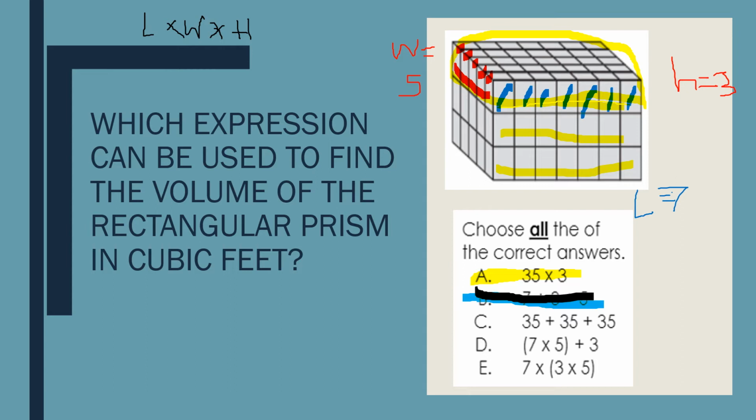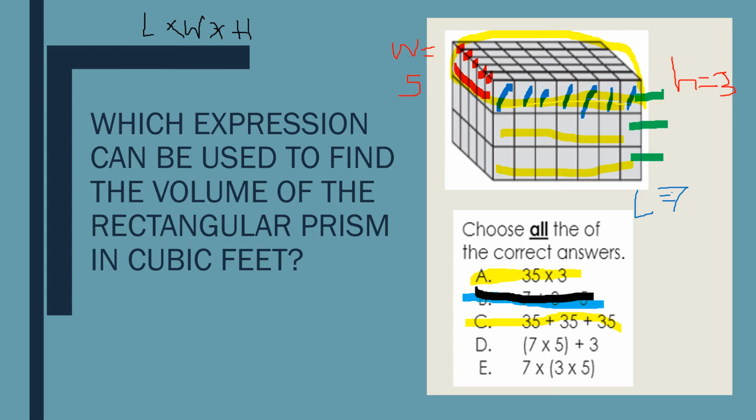Let's look at C. Wow. You know what I noticed? C is repeated addition. So I have 35 here, 35 here, 35 here. So can that work? Definitely. I have repeated addition, which is the same as 35 times 3. So yes, that works. Now, notice D and E, they work with our dimensions.